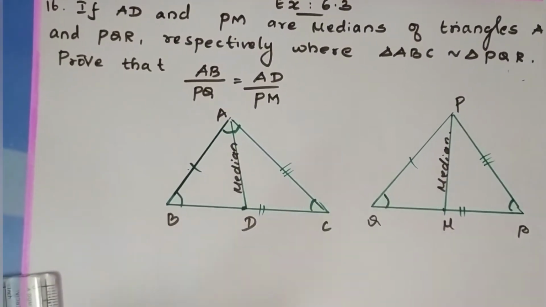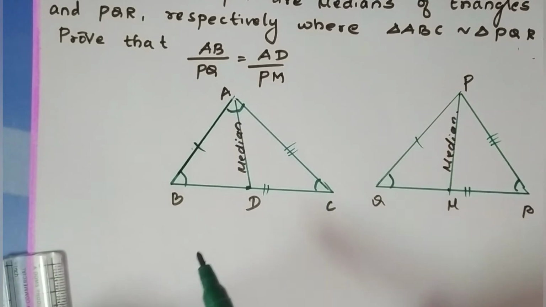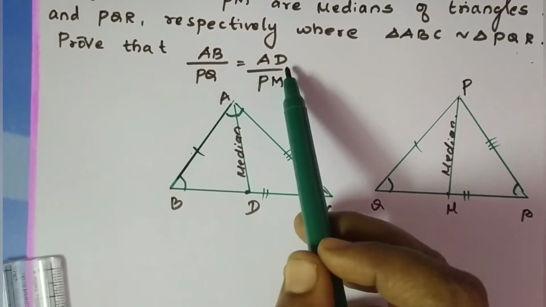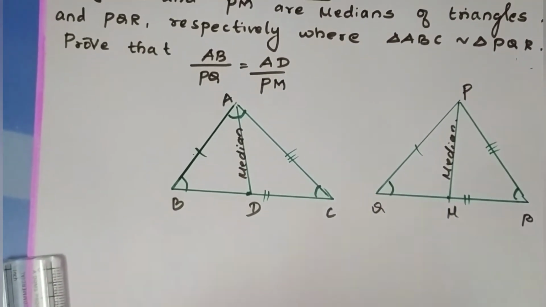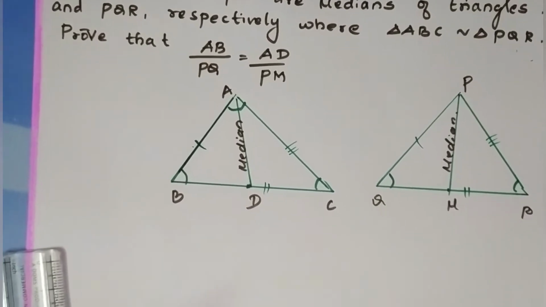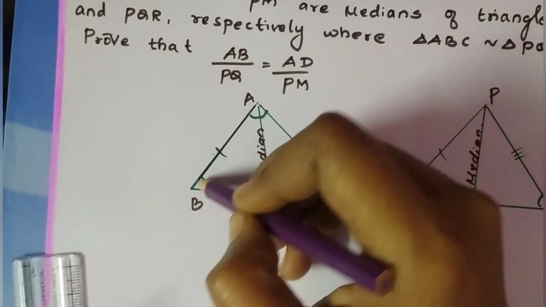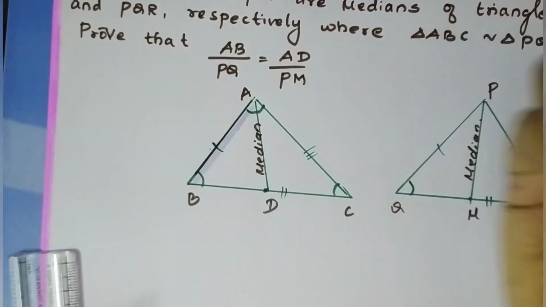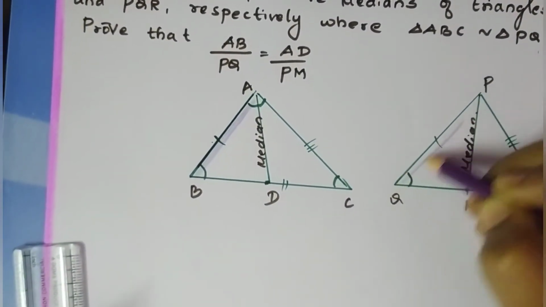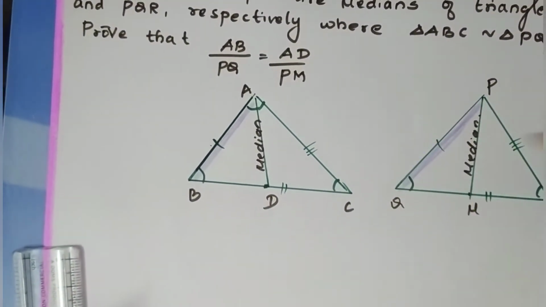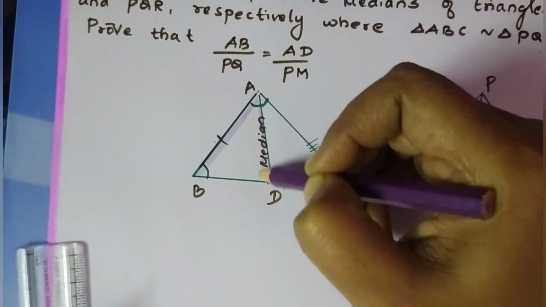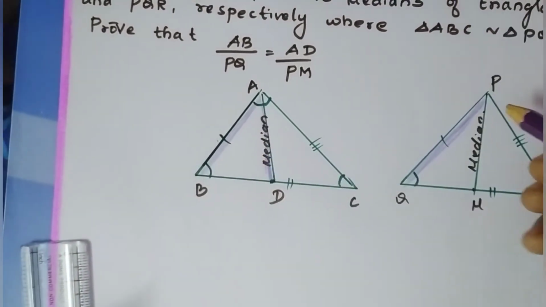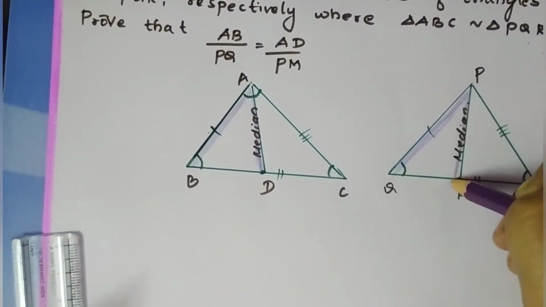Then what we have to prove? AB divided by PQ is equal to AD divided by PM. Where is AB? This side divided by PQ, and then AD divided by PM.